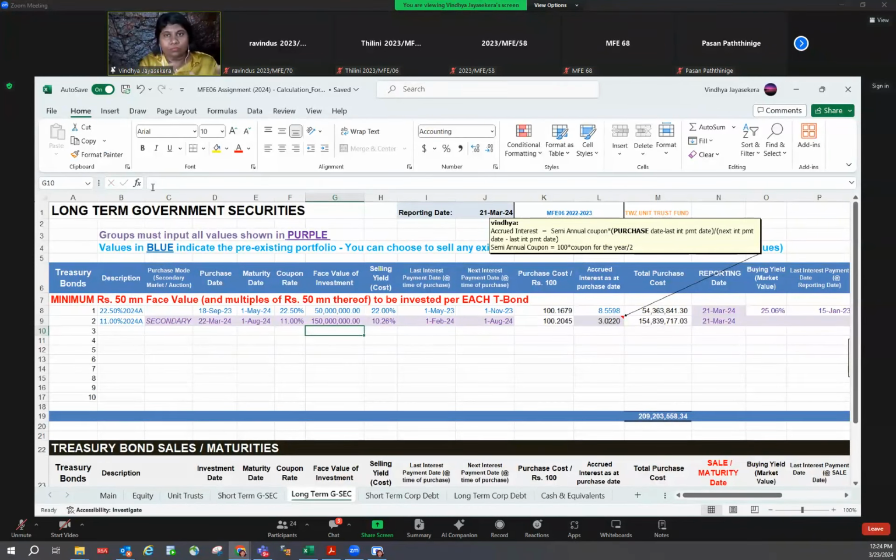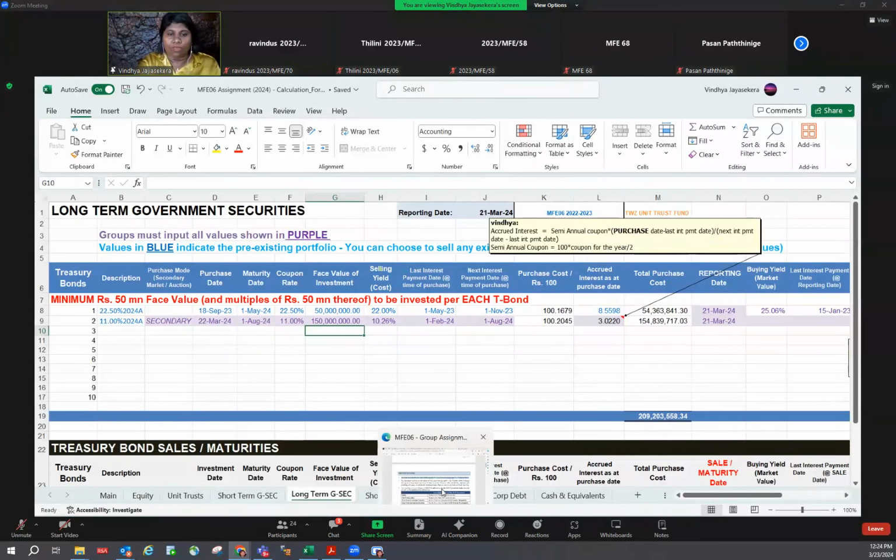So like this, you pick and choose. Most of the calculations are done for you. Small calculations remain for you, but most of these calculations have been done for you. Okay, so read through the assignment, get into groups.